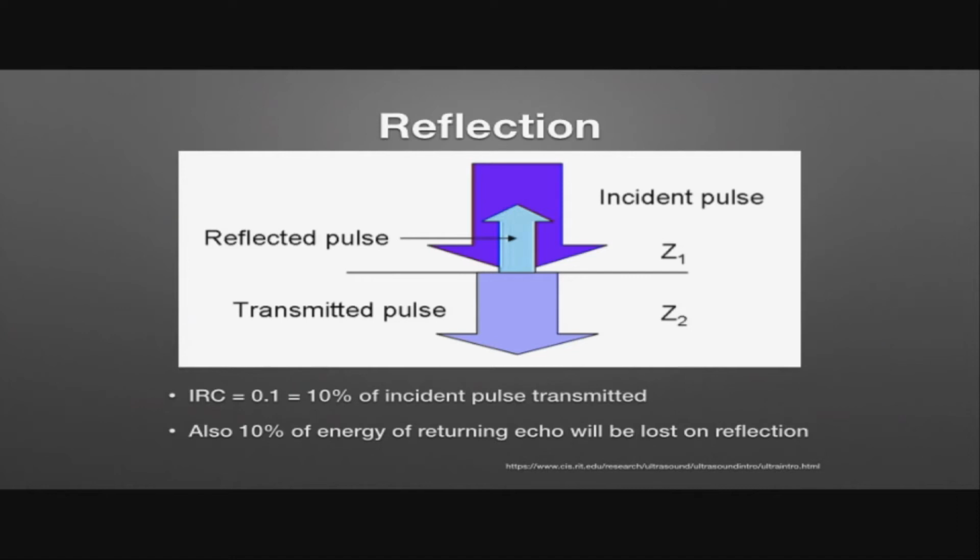If we consider the amount of the incident pulse that's reflected back, if we talk about the intensity reflection coefficient being 0.1, that means that 10% of the incident pulse will be reflected. It's important to remember that if you get an echo that's returned from lower down that then comes across this interface again, a further 10% of energy will be lost on reflection.